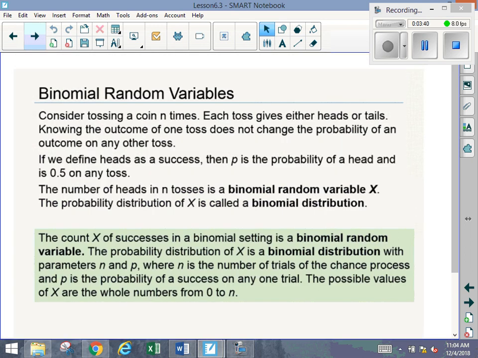Our binomial random variable we will represent as X, and X is going to be the count of successes during our set number of trials. We do have parameters n and p, n being the number of trials, and p being the probability of success for any trial. That's why it is important that that probability be the same.